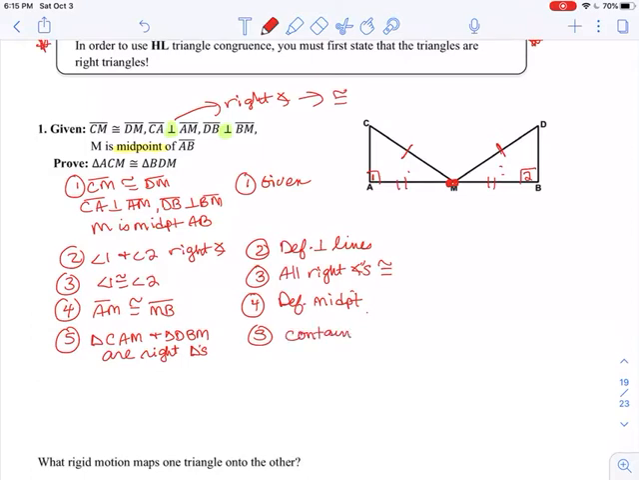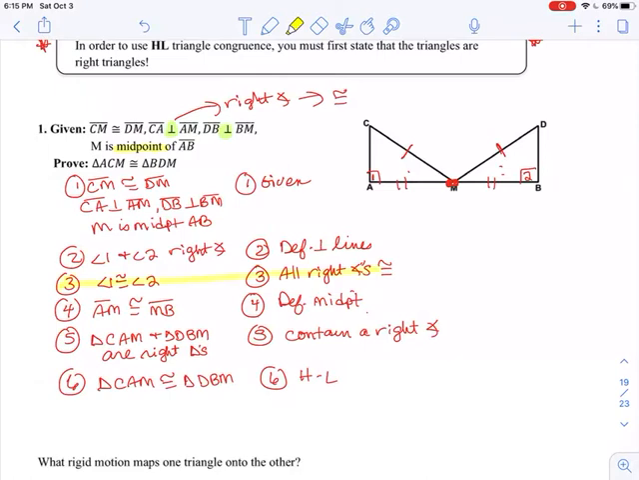Now, why are they right triangles? They contain a right angle. And since they're right triangles and they have the hypotenuse and the leg congruent, now I can say that they are congruent to each other. So triangle CAM is congruent to triangle DBM, and the reason is hypotenuse leg, and you can just write HL.